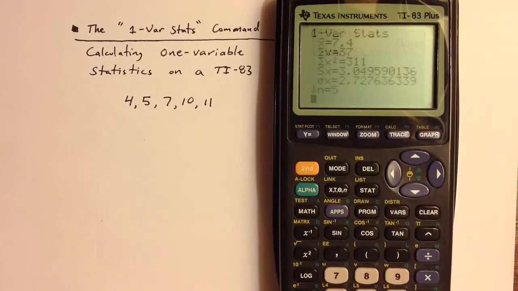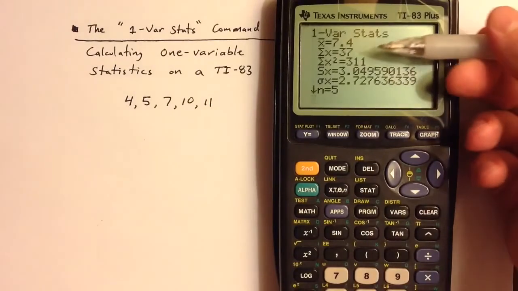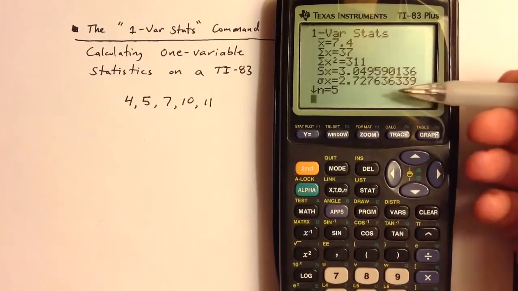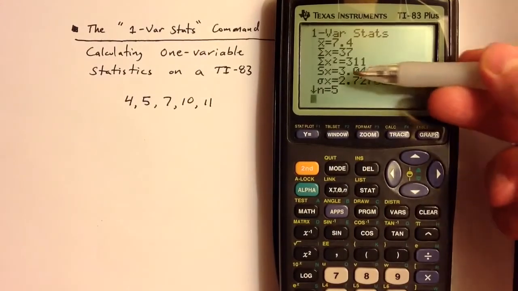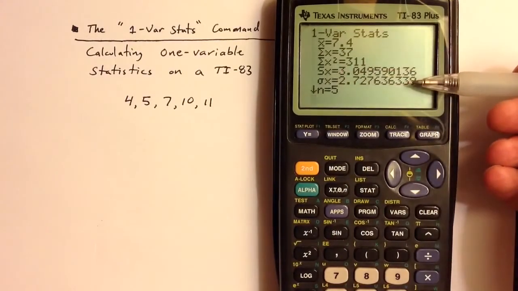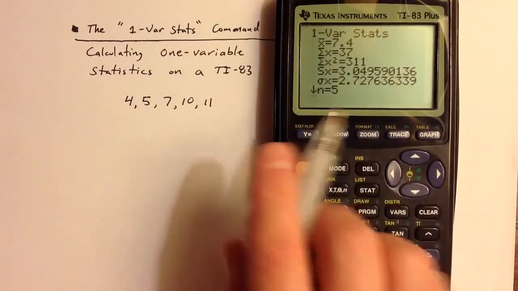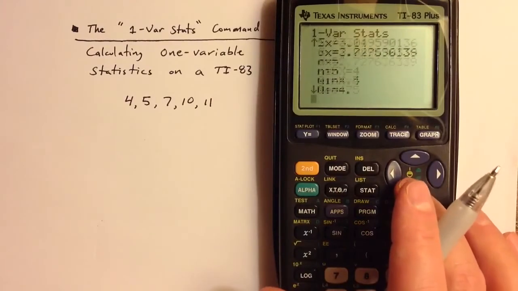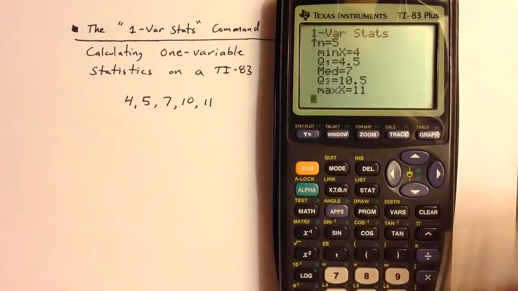And now I can hit enter, and it lists a variety of statistics, including the mean, x bar, the standard deviation, both the sample, Sx, and sigma x, the population standard deviation. The number of values is n, and getting down to the bottom we see a 5-number summary, including the median, which is, of course, 7.